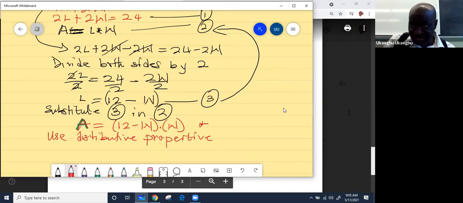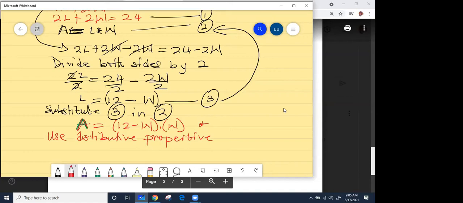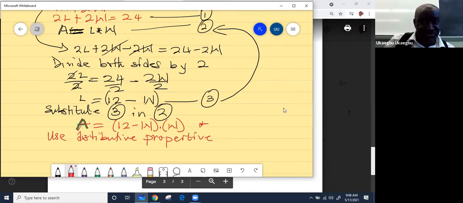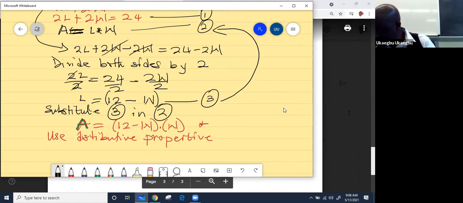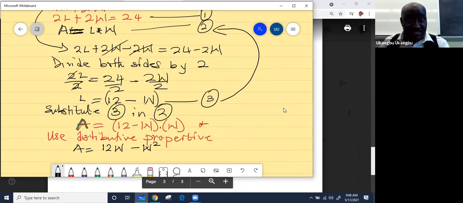Mahmoud, have you said something? So now use distributive property. What do you get as your solution? 12W minus W squared. Okay, so our area is going to be 12W minus W squared. Okay, thank you, guys.